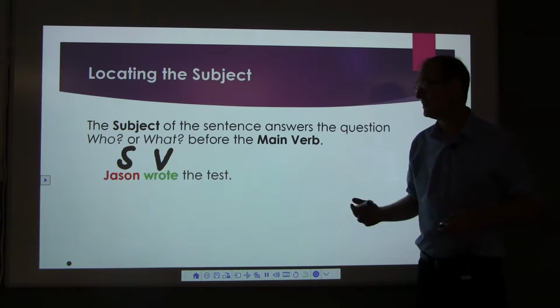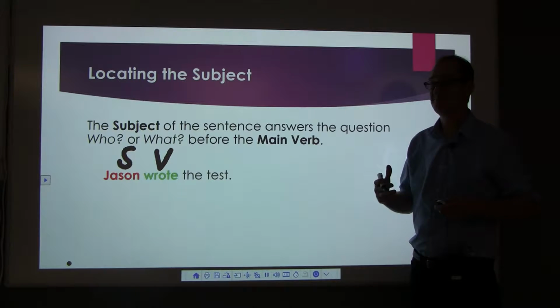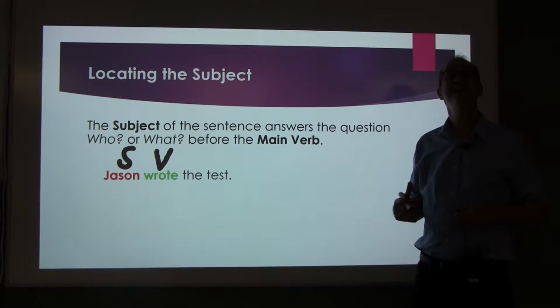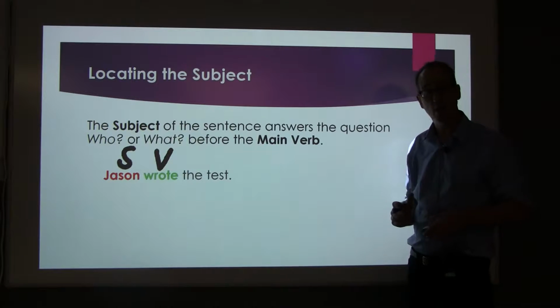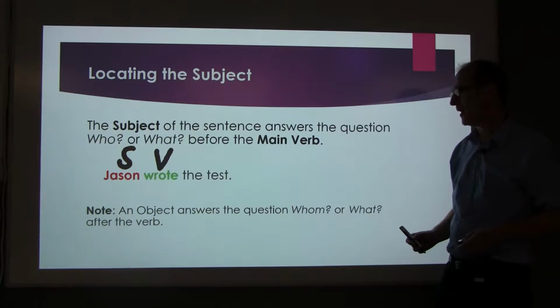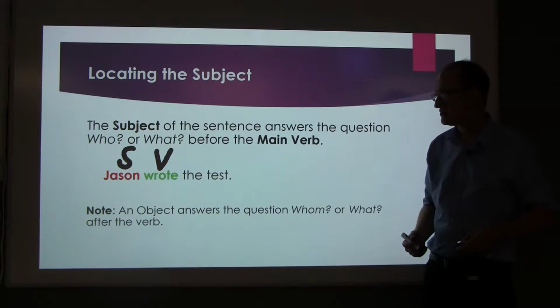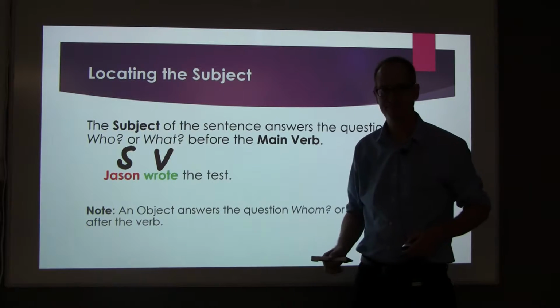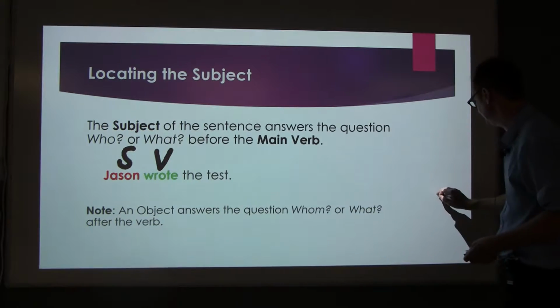Now there's another word here, the test. It's a noun, it could be a subject in a sentence, but here it's not. It's an object in this sentence. We know it's an object because an object answers the question, whom or what, after the verb. So Jason wrote what? The test. That's an object. So it can't be the subject.